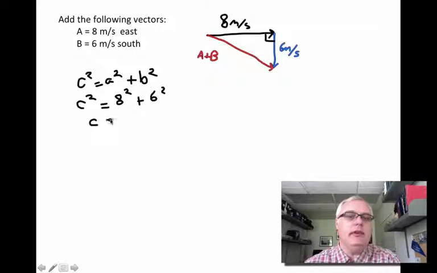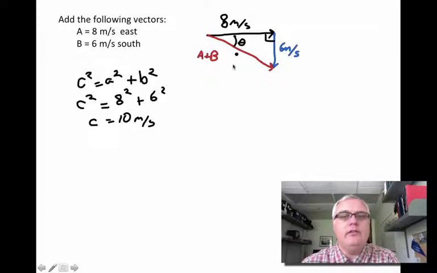And when we put that into our calculator, what we find is that A plus B is a vector that is 10 meters per second. So we've used our Pythagorean theorem to find the length of this vector. But now I also want to know the direction. Remember that vectors always include a direction. So I need to know that angle.